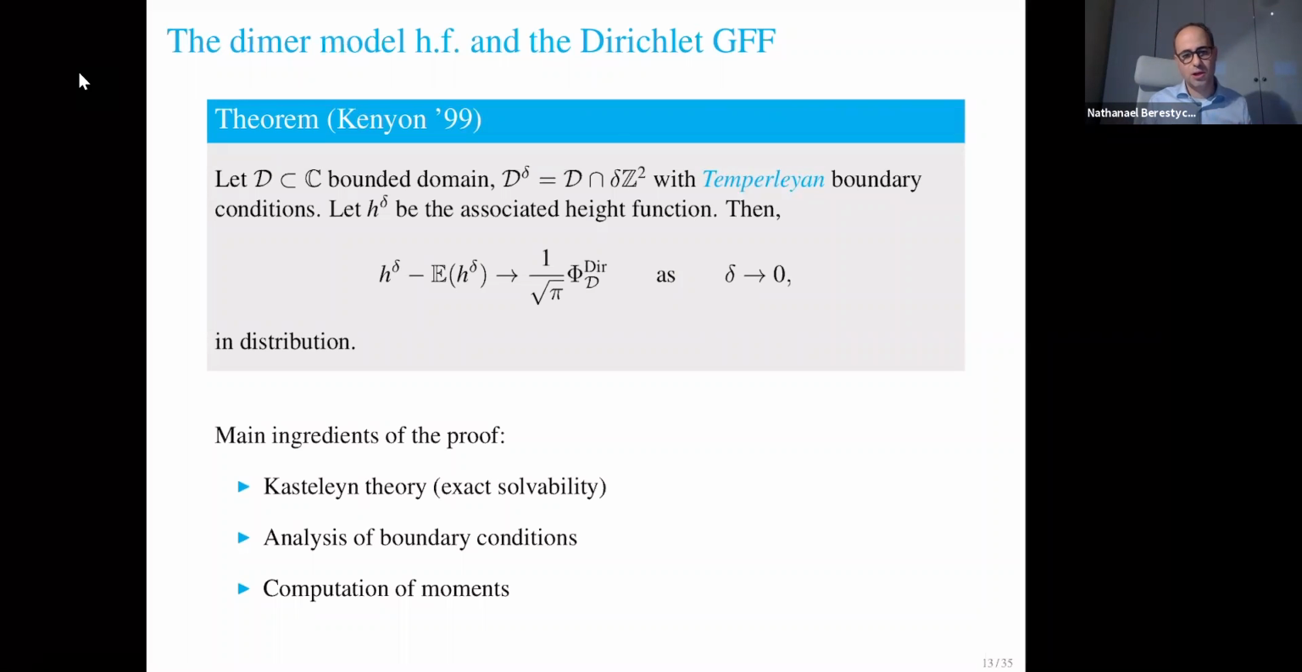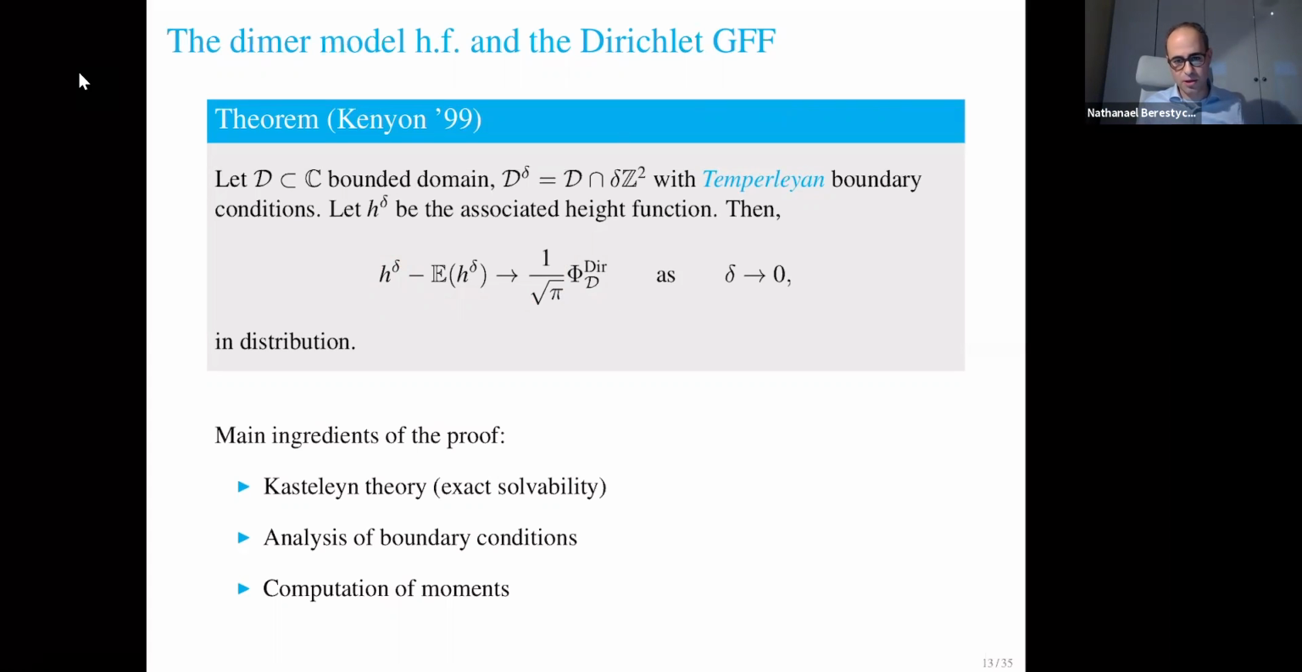You can then consider the dimer model on this graph. This is now a finite graph because the domain was bounded. And you look at the associated height function for this graph. The theorem says that if you look at the height function, you subtract the expectation, no further rescaling, then this converges to a multiple of the Gaussian free field with Dirichlet boundary condition as delta tends to 0.